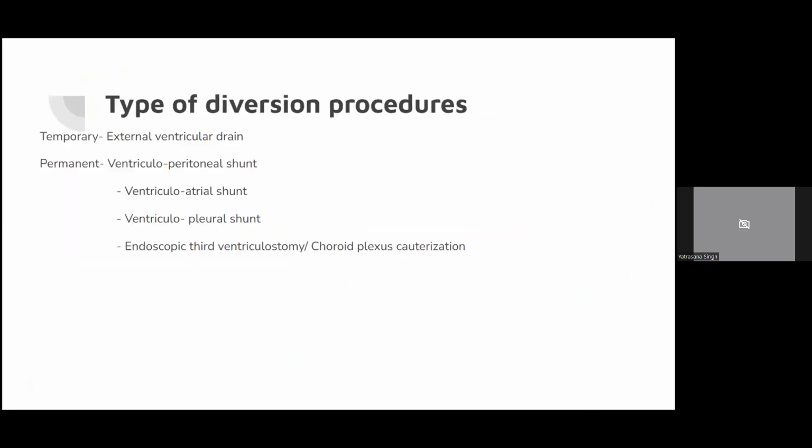So jumping straight into the different types of diversion procedures, we could broadly classify them into temporary, which includes the external ventricular drain, and permanent, which includes the ventriculoperitoneal shunt, the ventriculoatrial shunt, ventricular pleural shunt, and endoscopic 3rd ventriculostomy.